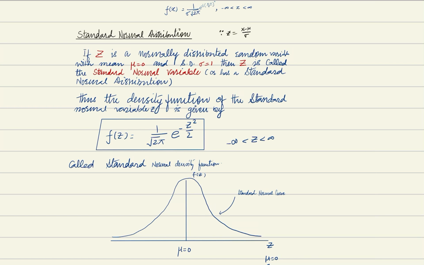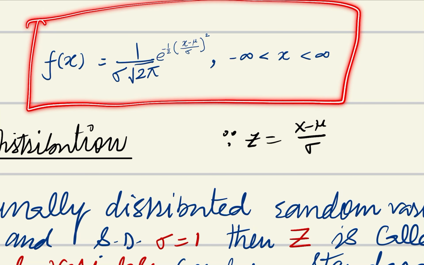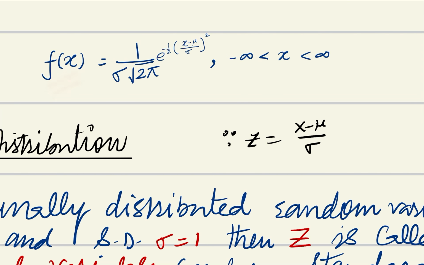Basically it's a normal distribution but with certain characteristics. So what are those characteristics that I will discuss? If you recall, this is the normal distribution. Its density function, which we write as 1 upon sigma under root 2 pi and exponential minus half x minus mu whole square, where x lies between minus infinity to infinity. For example, if I substitute z as x minus mu upon sigma, I will replace x minus mu upon sigma as z.